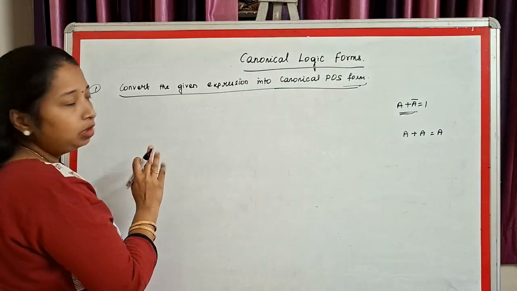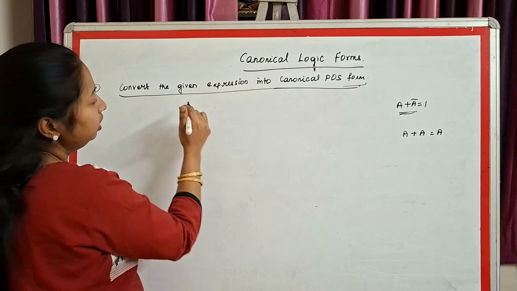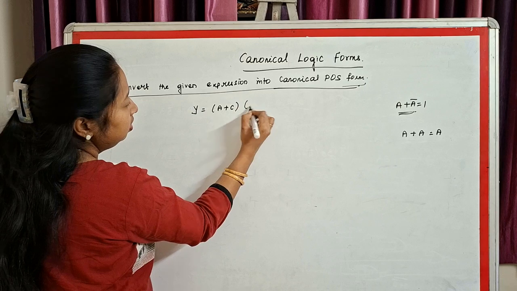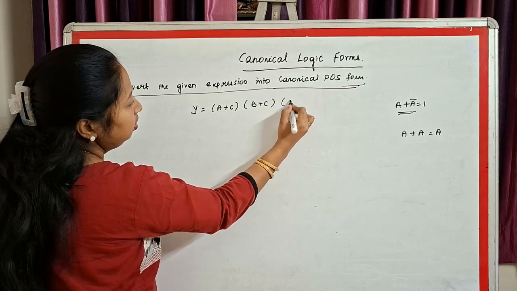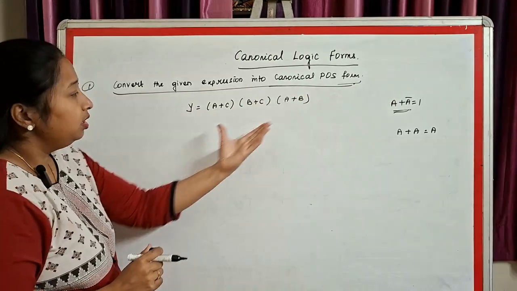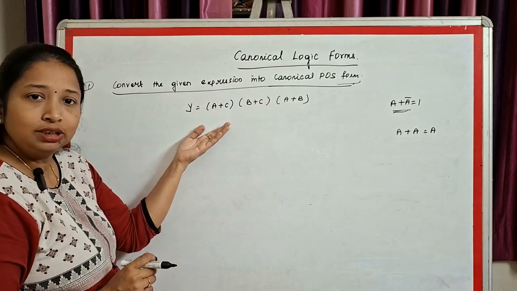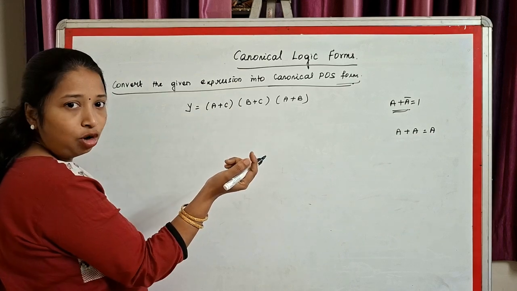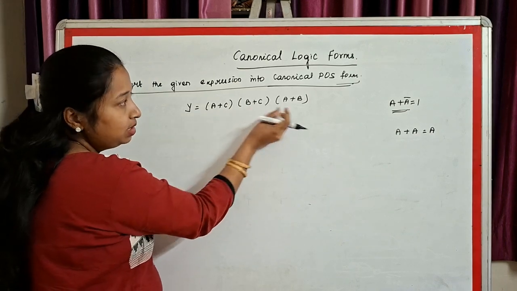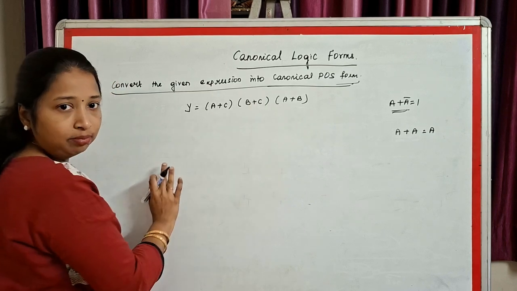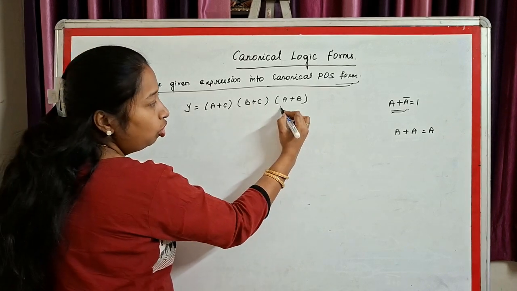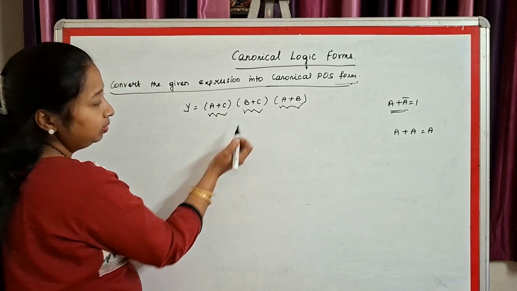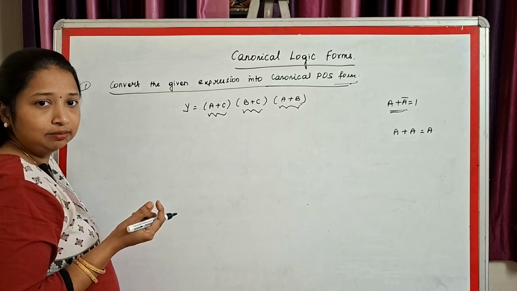Your question will be like this for a POS. Convert the given expression into canonical POS form. Let me take the equation as (A plus C) into (B plus C) into (A plus B). Whatever expression is given to you, it is a POS form. Why did I say POS? POS means product of sum terms. These are my sum terms, and I have taken a product of my sum terms. This is one sum term, this is one sum term, this is one sum term. Sum terms are also called max terms.